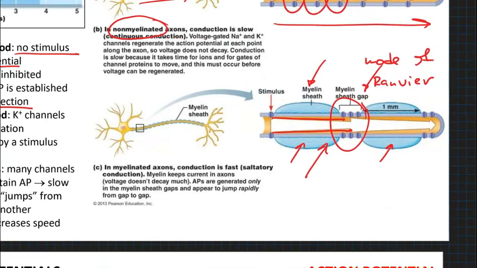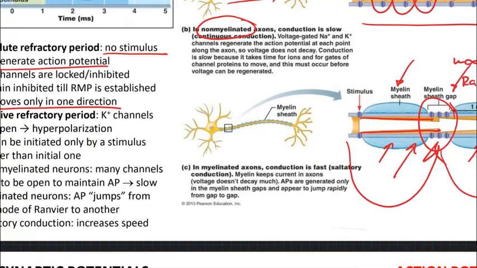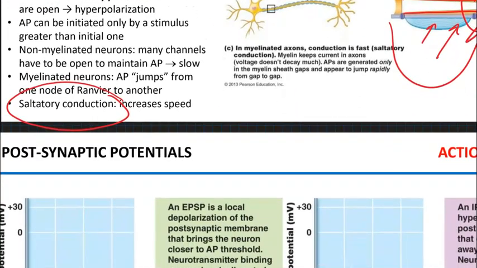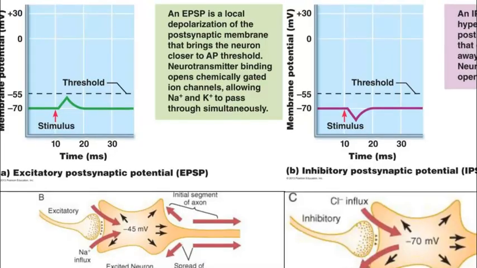Now, that type of transmission from one node of Ranvier to another, it's called saltatory conduction. Now, this is a really simple concept, like seriously simple. When you have synaptic transmission, usually one synapse does not generate action potential. You need the addition, okay?